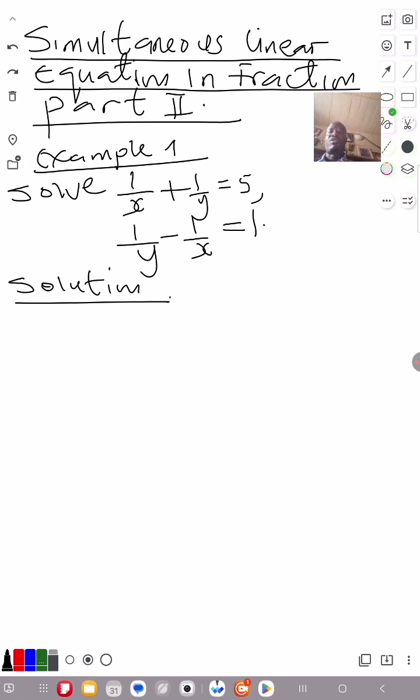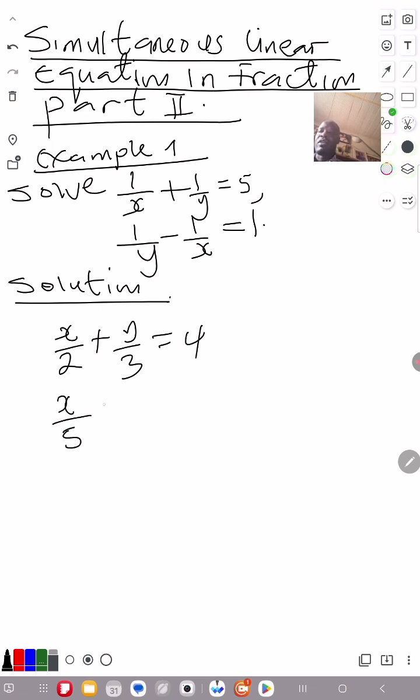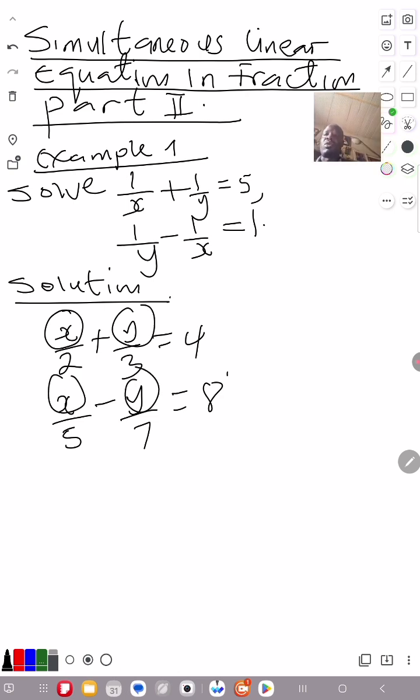And the format of example I gave that day is when the unknown is at the numerator, something like this. Maybe x over 2 plus y over 3 is equals to 4. Maybe x over 5 minus y over 7 is equals to 8. So you can see the unknown here, the x and the y, are at the numerator. But on today's episode, if the unknown are at the denominator, how do we go about it? Which is exactly what we are going to look at today.